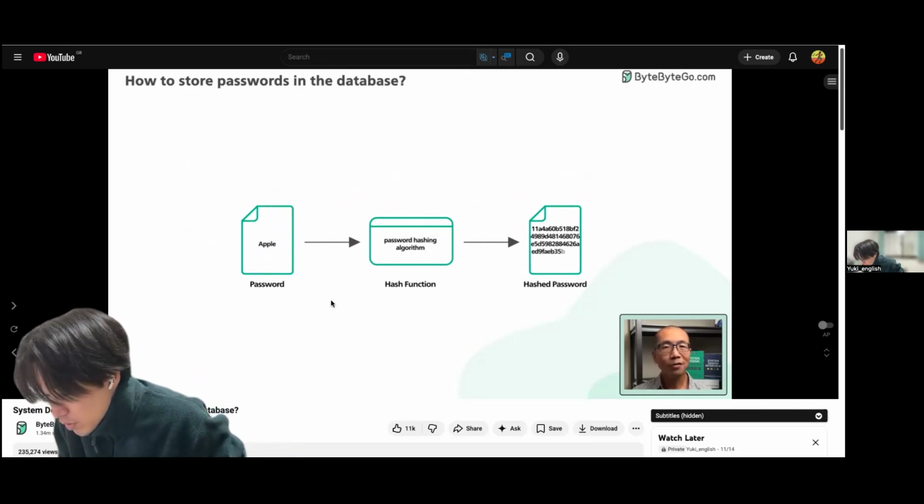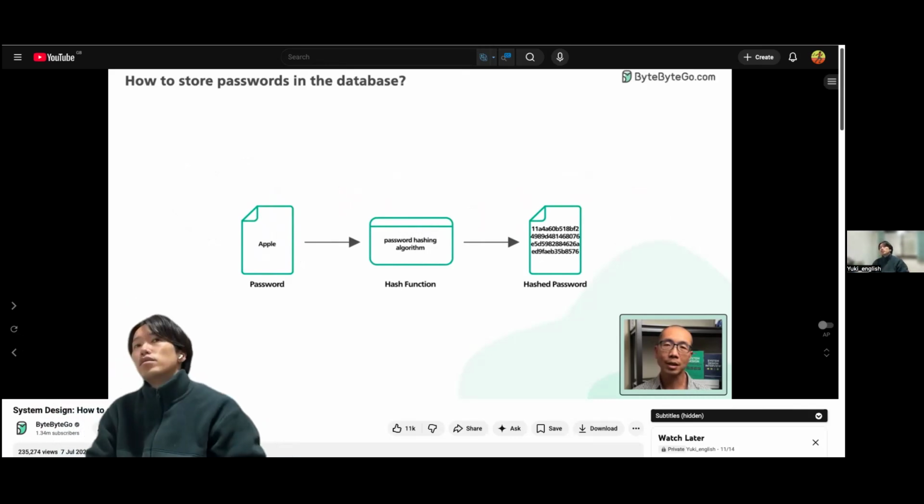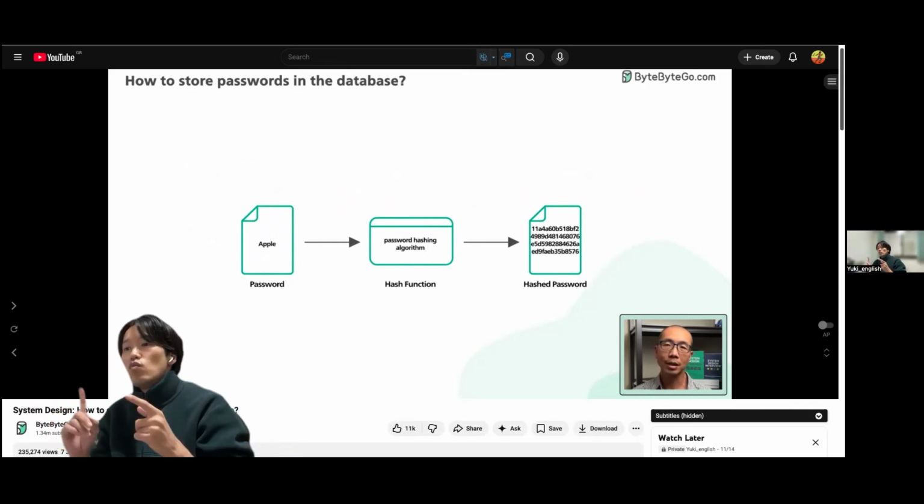Hashing is a one-way function. One-way function. Dual way.